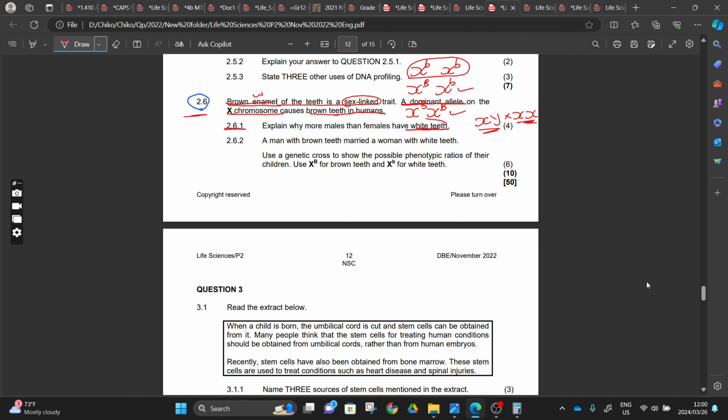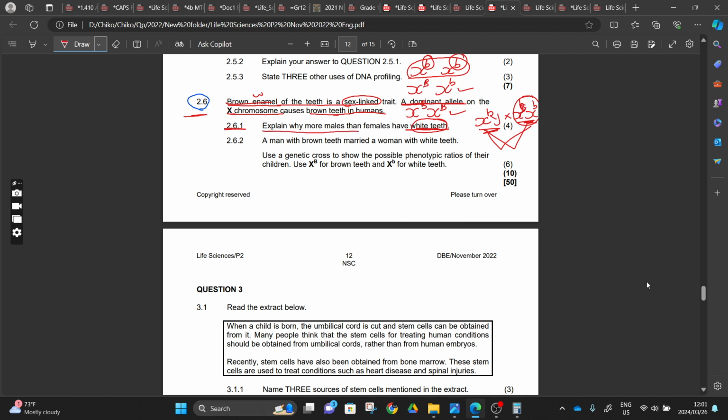For them to have white teeth here, they will have to inherit a small and a small. It means that the father has to be white, and then the mother can be a carrier, or the mother can be having the enamel as well. And for that child, we also want the possibilities. You see, when we did the possibilities, those are the chances for the baby.